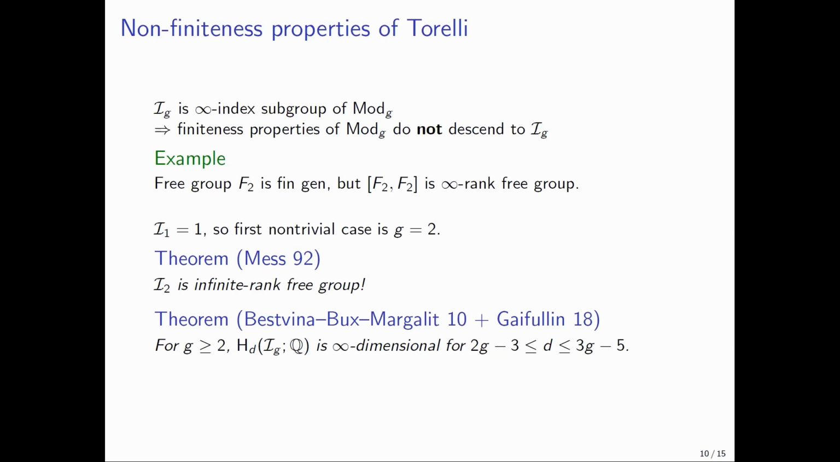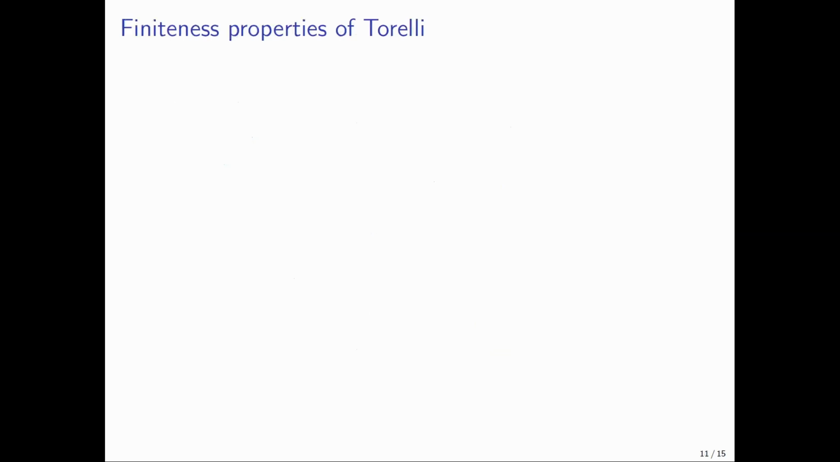The significance of the number 3g minus 5: Bestvina, Bux, and Margalit proved that was the cohomological dimension of the Torelli group. So in degrees above 3g minus 5, there is no non-trivial homology. So this says that near the cohomological dimension, roughly in the upper third of the cohomological range, the homology groups are infinite dimensional. We actually don't know how to calculate them. We can write down infinitely many linearly independent elements, but what they actually are seems kind of mysterious. I can't write generators for them or anything like that.